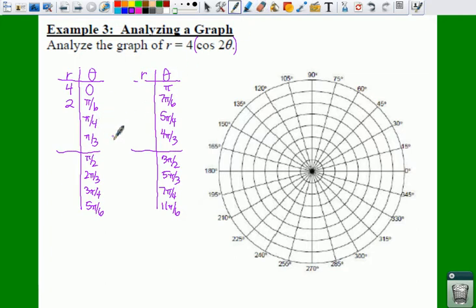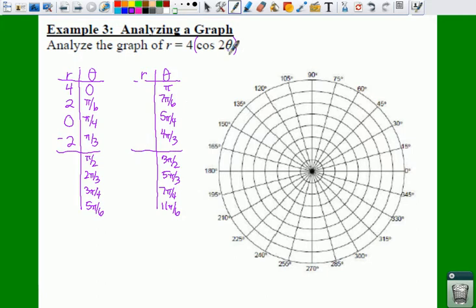Alright, so then we go to pi over 4. So you plug a pi over 4 in. 2 times pi over 4 is pi over 2. Cosine of pi over 2 is 0. 4 times 0 is 0. Pi over 3 times 2 is 2 pi over 3. Cosine of 2 pi over 3 gives us a negative 1/2. So we have negative 1/2 times 4 gives us negative 2.